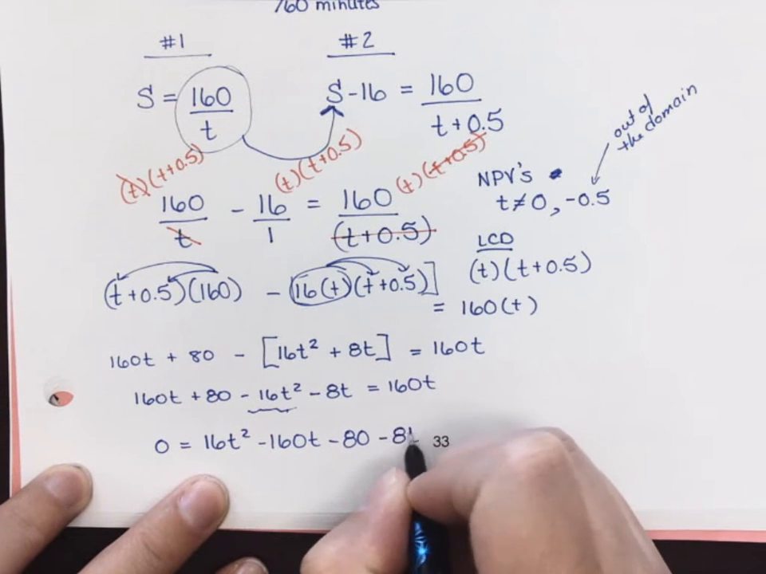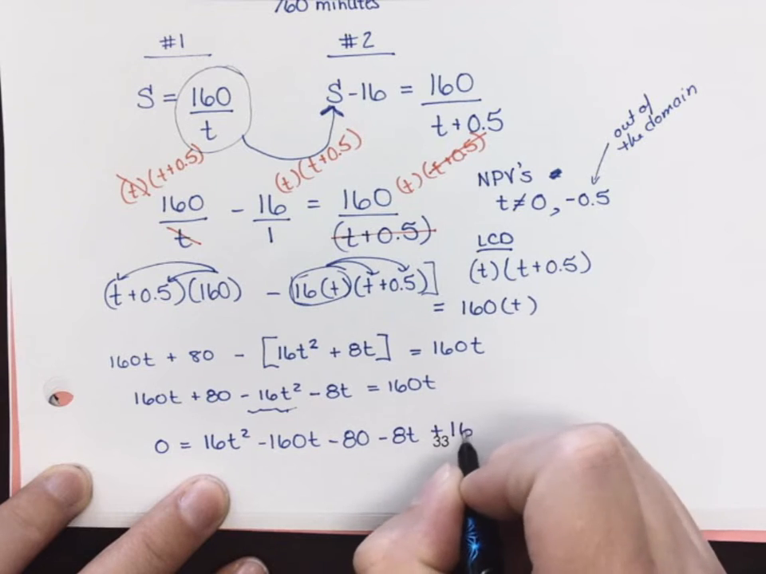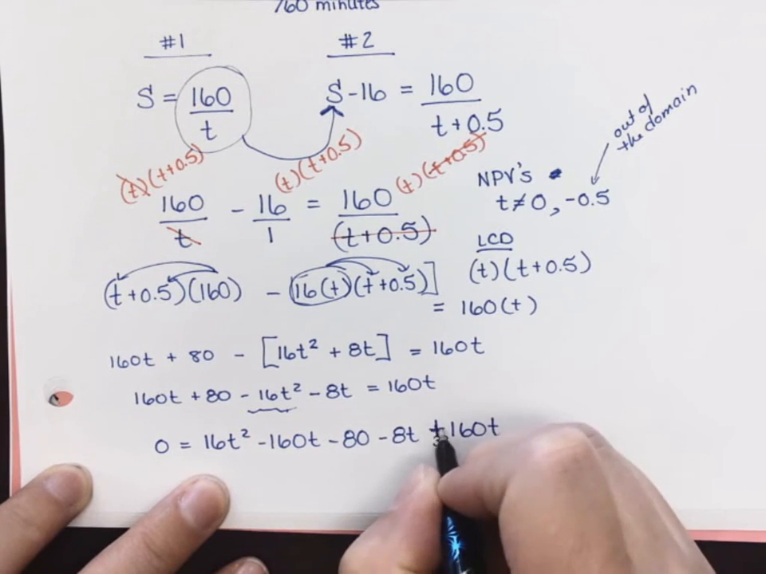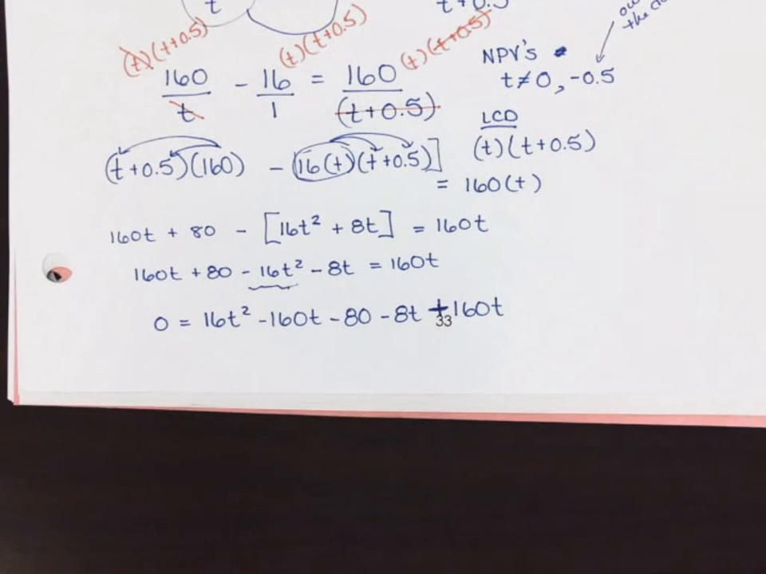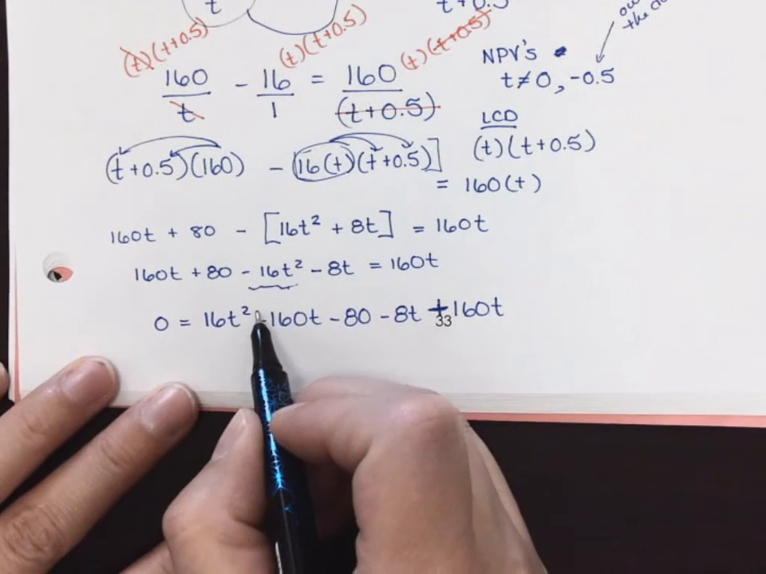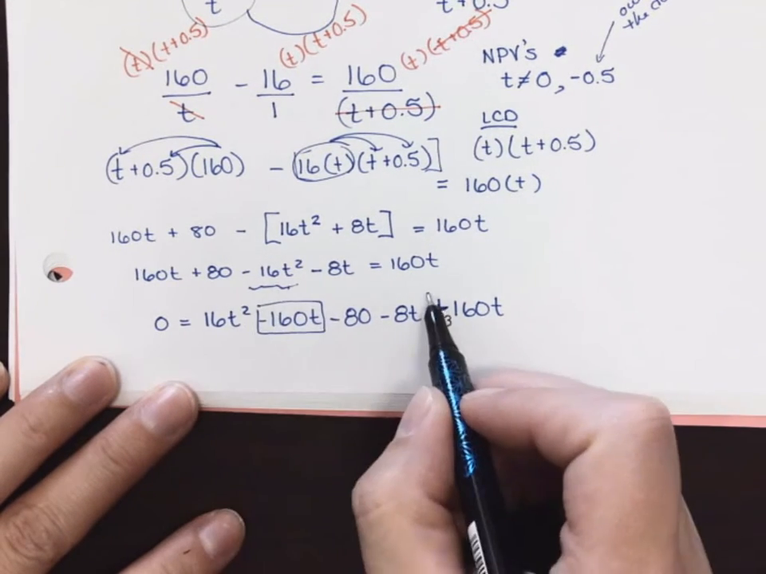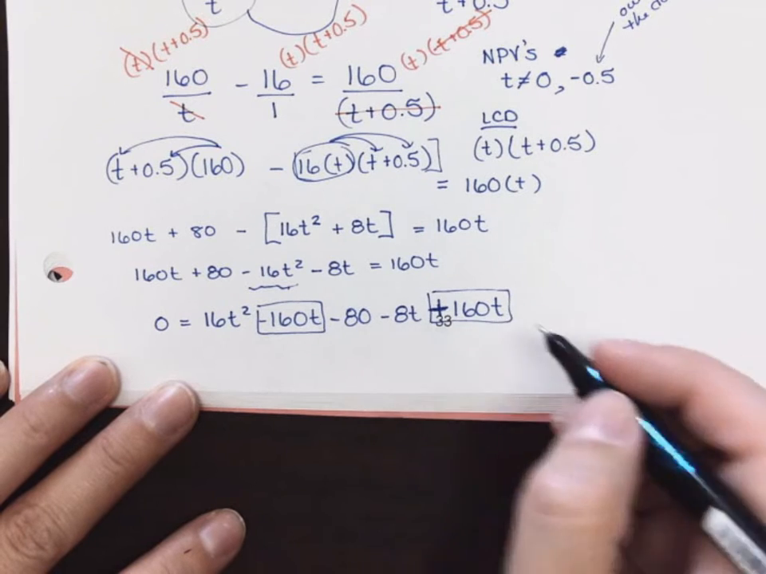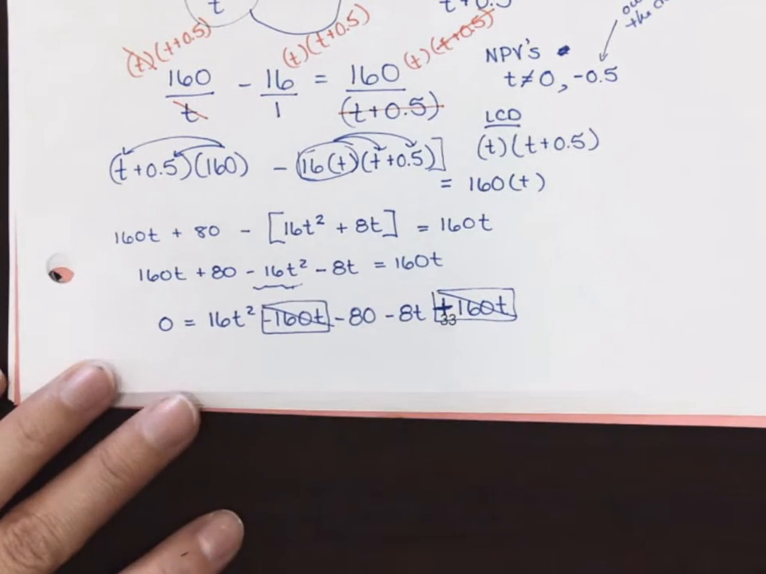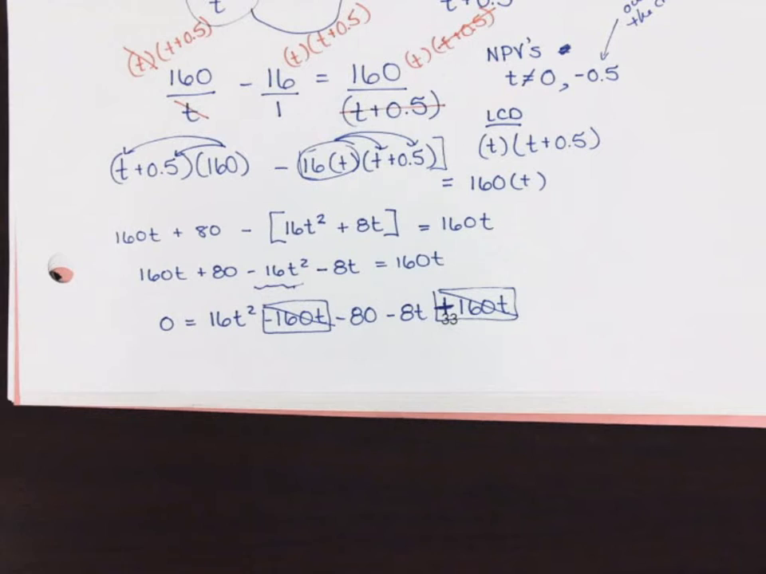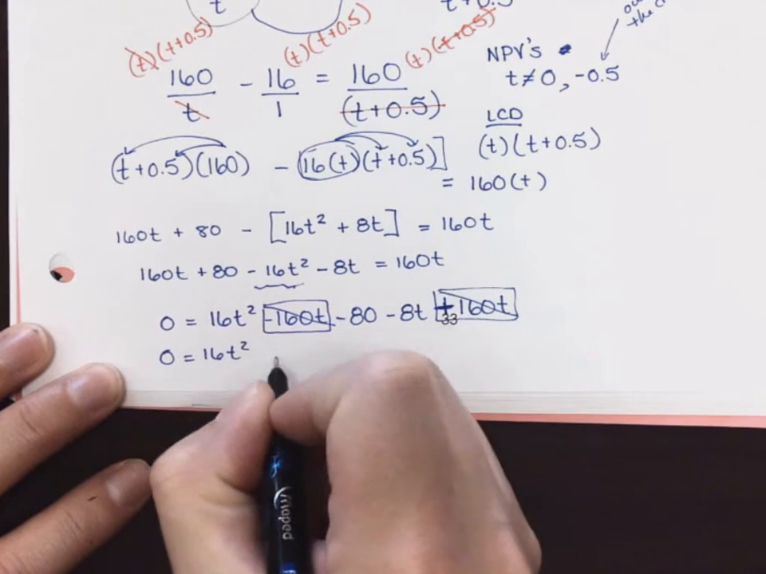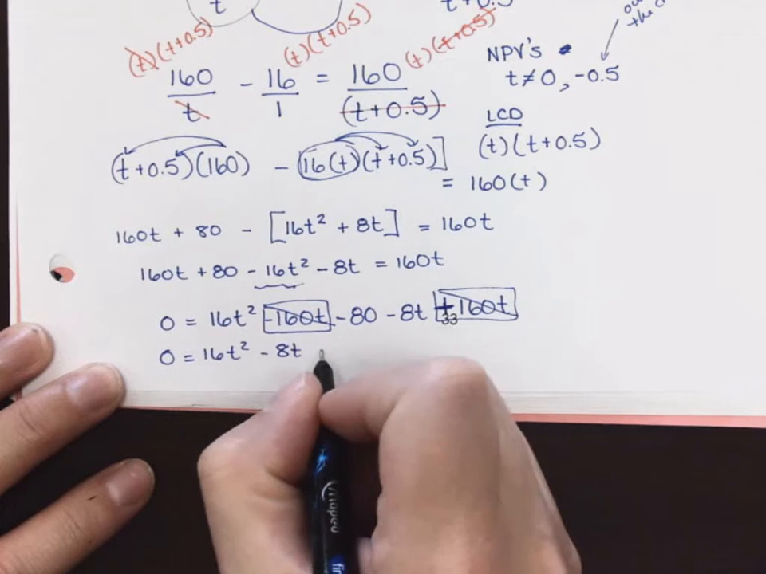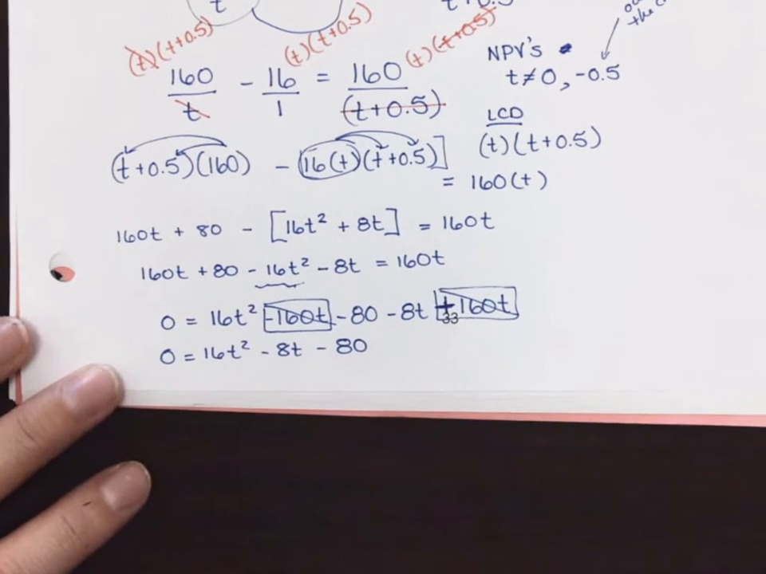minus 8t. I did something bad. I did what I told you guys never to do. That's an add sign, by the way. I didn't combine like terms, and I did it because I saw something. So this one and this one, what happens to them? They cancel each other out, right? One's a positive, one's a negative, so those are 0. So I'm left with 16t squared minus 8t minus 80.